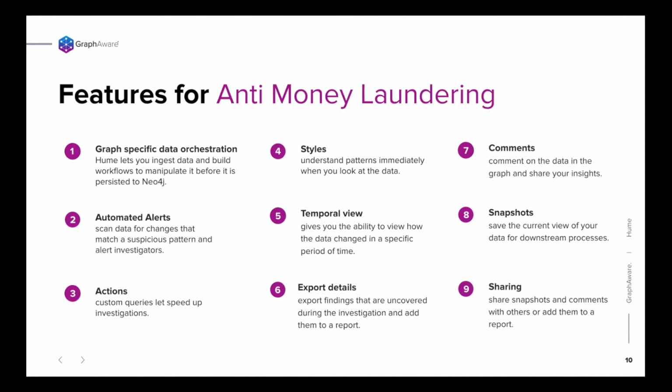What we're going to show you is automated alerts. So as we said before, you can set up alerts in Hume that scan your data set for changes, or you formulate a query and you send that query against the data. And when there is a match, you will be alerted, right? And that takes the burden of manual monitoring off you.